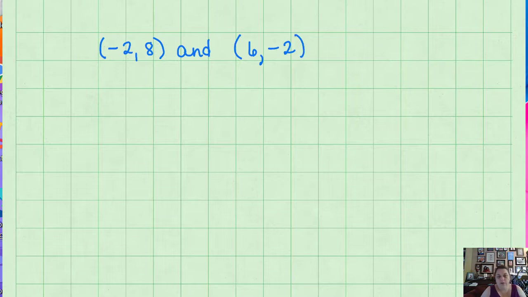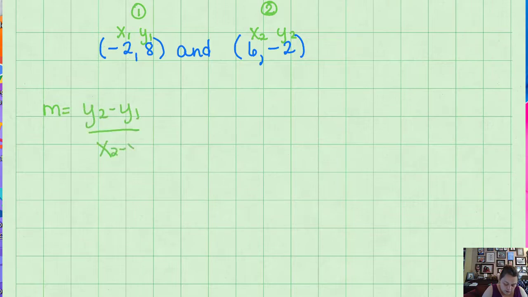So let's try another one. Let's find the slope of the line that passes through (-2, 8) and (6, -2). Okay, so we're not going to draw the graph this time. We're just going to label our points. So this is the first point, and this will be our second point. So this will be x1 and y1, and this is x2 and y2. And just to remind you, the formula is y2 minus y1 over x2 minus x1.